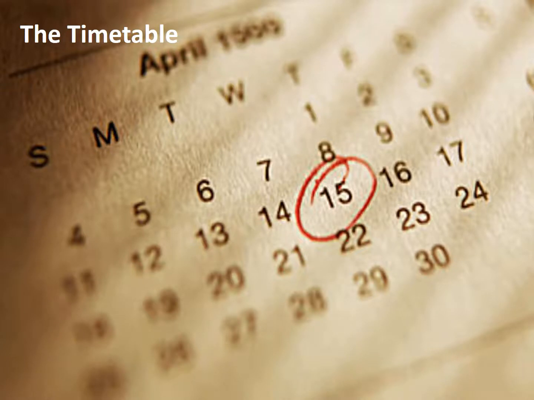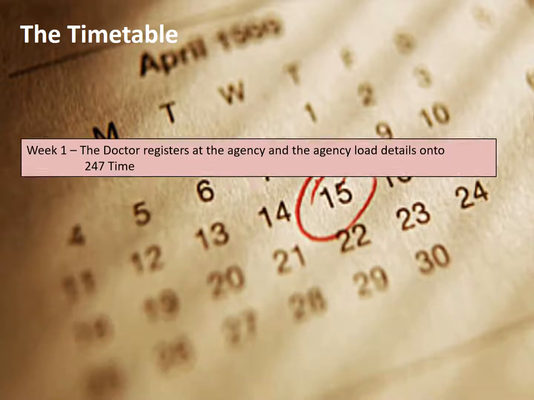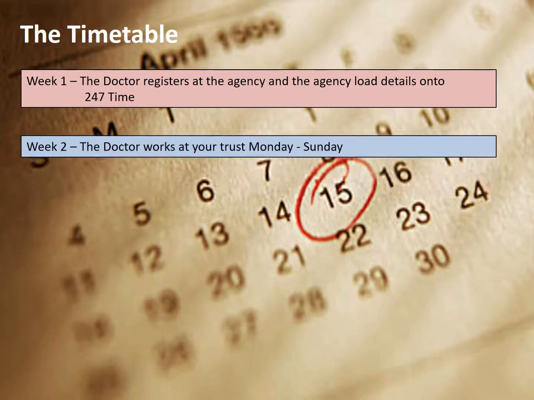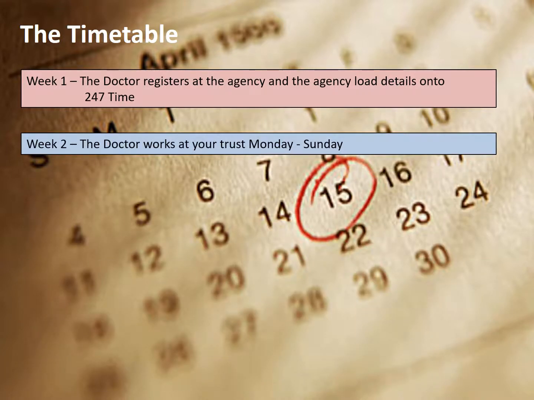Just show you now the timetable, because the timetable is an important part of the process. It is a weekly timetable. So for example, week 1 is where the doctor will register at your agency. You'll upload the information into their profile, and then the candidate will then go and work away at a trust, which is what we call week 2.